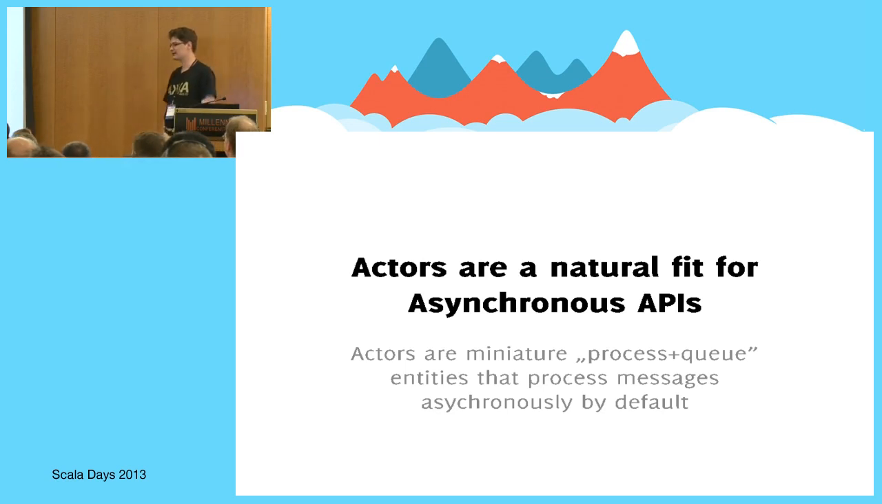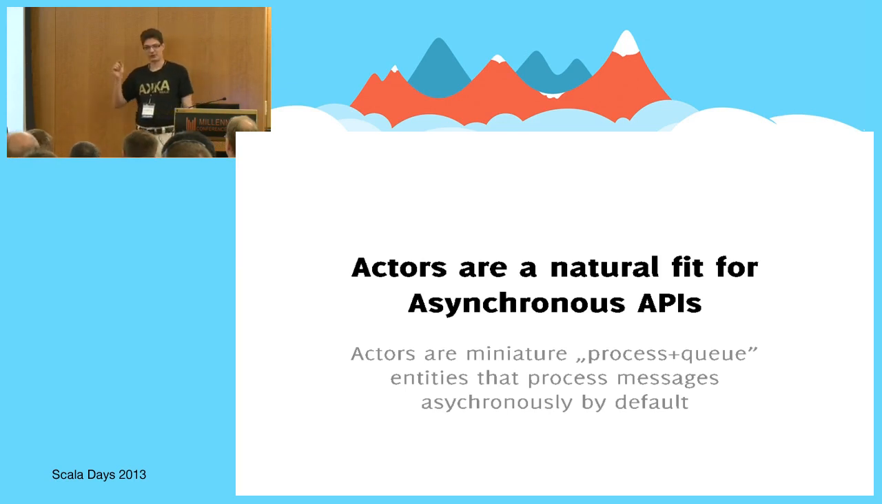So actors are a natural fit for asynchronous APIs. There is this buzzword nowadays, being reactive. Reactive basically means that you do things when events happen. You react to events. I simplify things here, but this is the essence. And actors always react to messages, which are events. An actor doesn't do things by itself, except if it sends itself a message. Of course, that works. But otherwise, it always reacts to events.